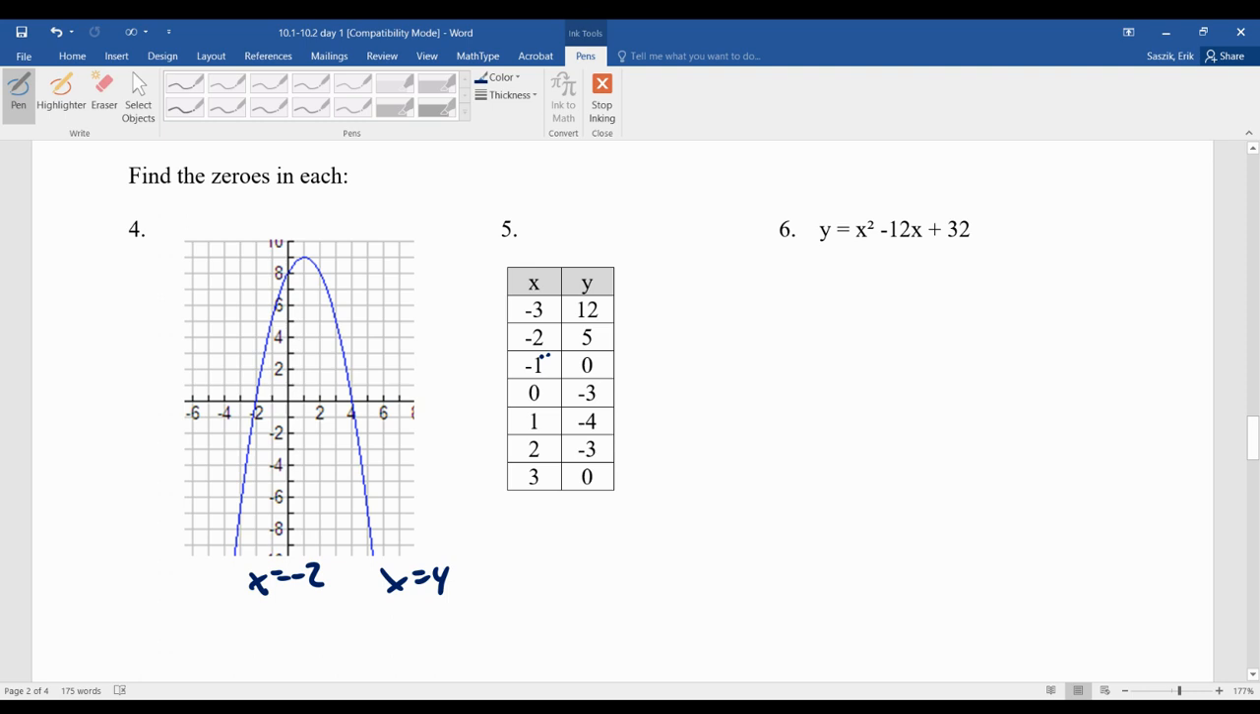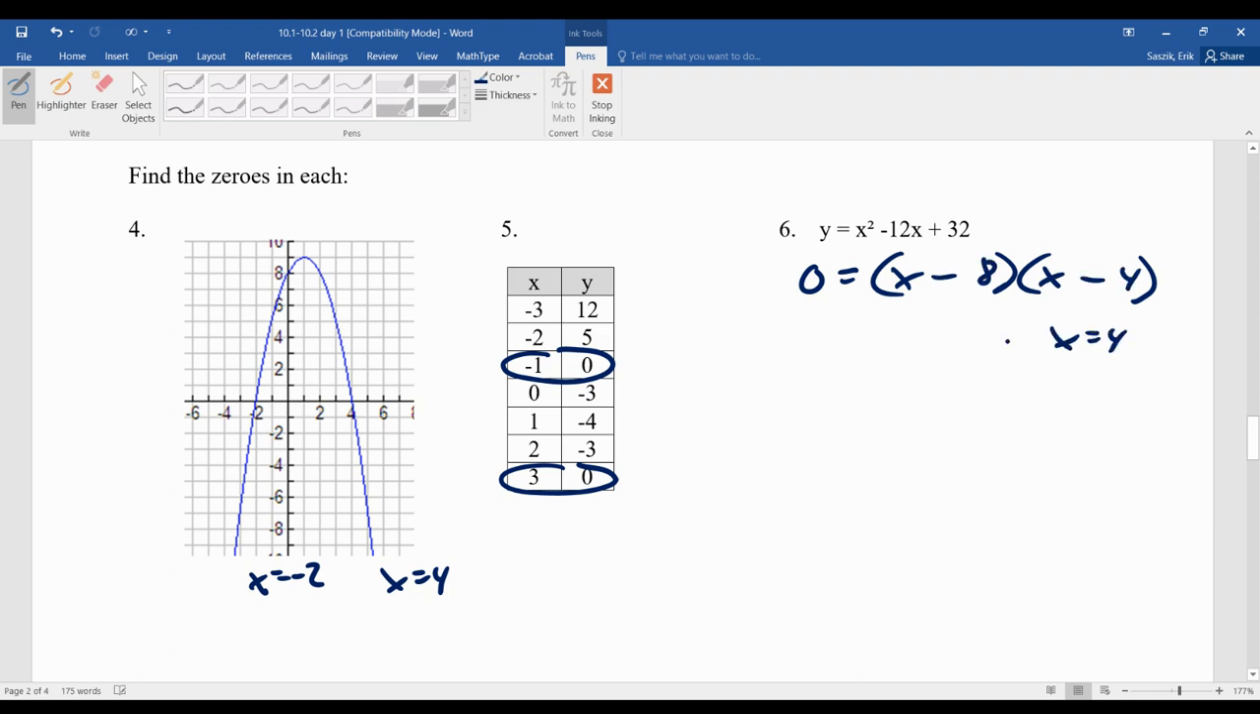Here in the table, -1, +3. Here I would do some factoring work. X and x, 8 and 4. I get x equals 4, x equals 8. Easy peasy.